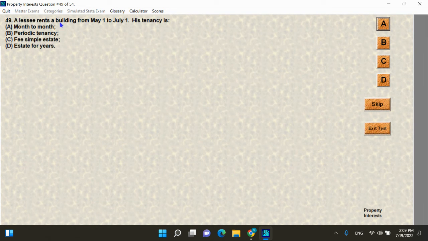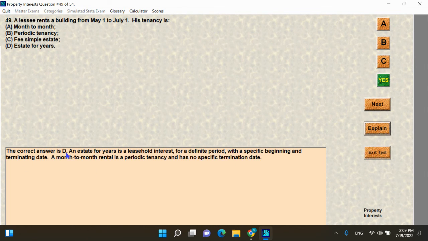49. A lessee rents a building from May 1st to July 1st. His tenancy is A. Month to month. B. Periodic tenancy. C. Fee simple estate. D. Estate for years. The correct answer is D, estate for years. An estate for years is a leasehold interest for a definite period with a specific beginning and terminating date. A month-to-month rental is a periodic tenancy and has no specific termination date.